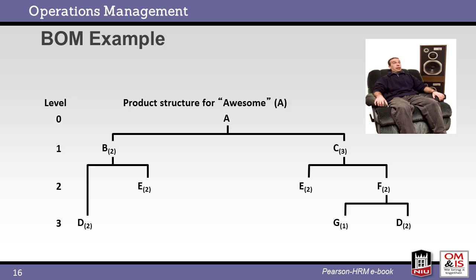The numbers in parentheses indicate the quantity used. For example, 2 Bs are used to build every A. This level shows how far down in the tree structure an item exists. The final product is at level 0.